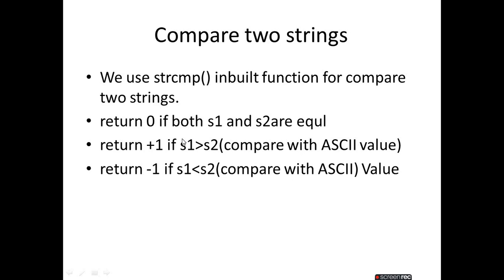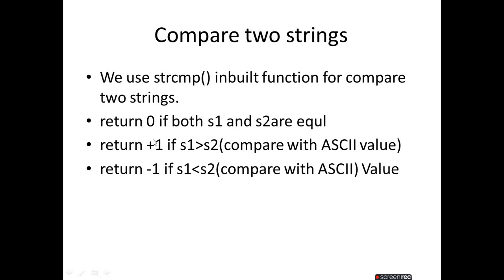How can we compare? We use the ASCII value. I will show you the ASCII table. Every character has its own unique value, which is called the ASCII value. For example, there is a small c and a capital C. Both are different characters, so small c has its own unique ASCII value, and capital C has its own unique ASCII value.